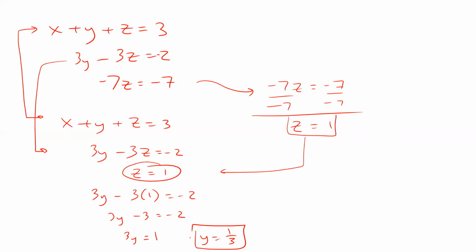Now let's plug back into my original equation. Notice I started with the bottom equation right here. I went up the ladder to this one. Now that I know x and y, now I can plug into the top equation. So I don't know what x is. I know y is 1/3. I know z is 1. And it should all equal 3.